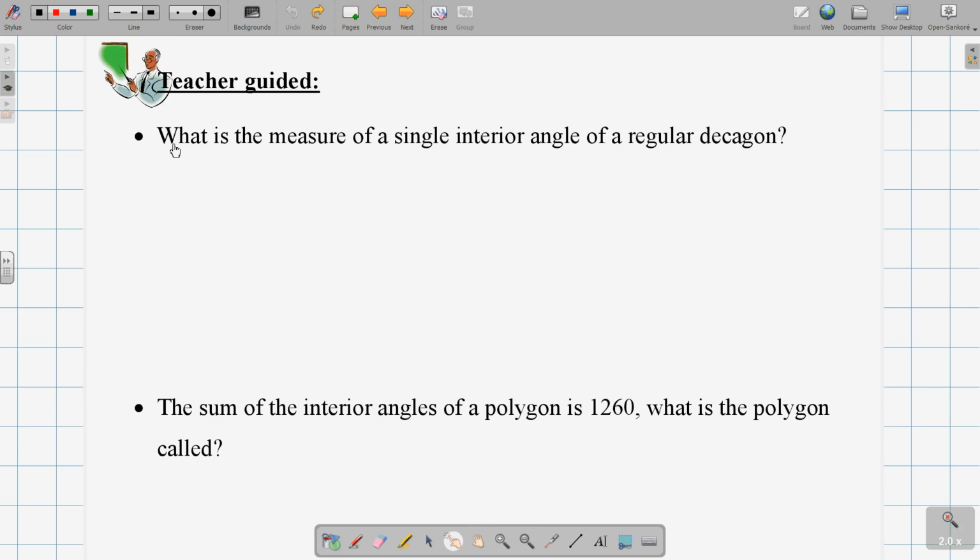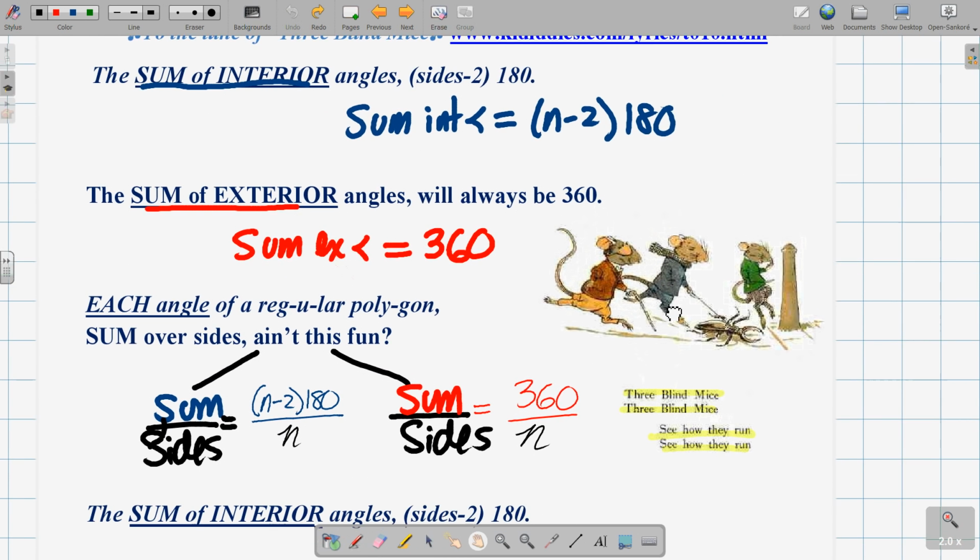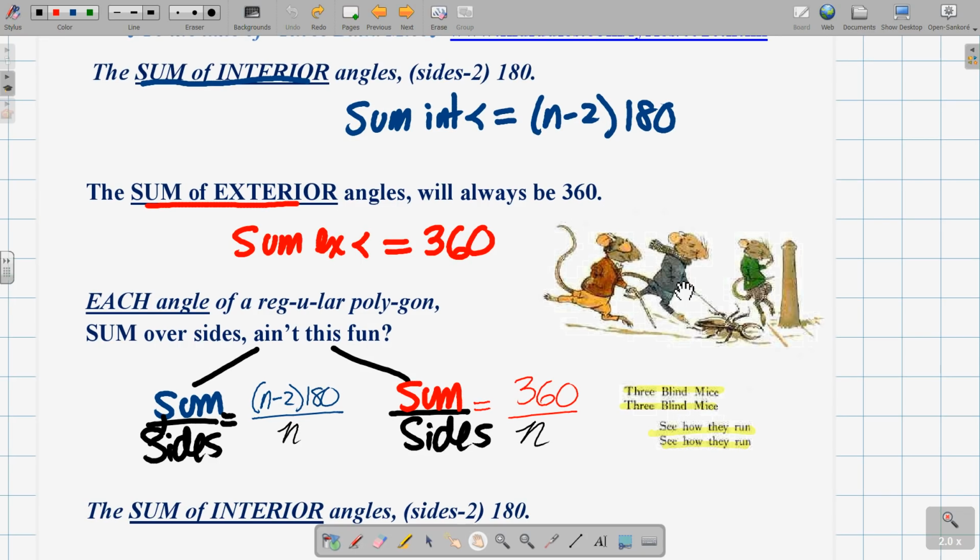Okay, step 1, you put your finger on the paper, you read with your lips moving. What is the measure of a single interior angle of a regular decagon? Step 2, filter the key words. Single, interior, regular, decagon. You come over here, you only have 4 equations you want to worry about. 4 of them, they're right here. We're looking for a single interior angle of a regular decagon. See that word regular right there? See the word each and the fact that it's interior.